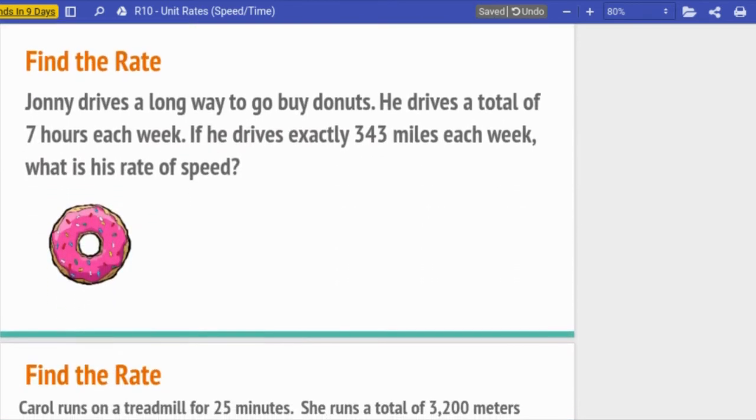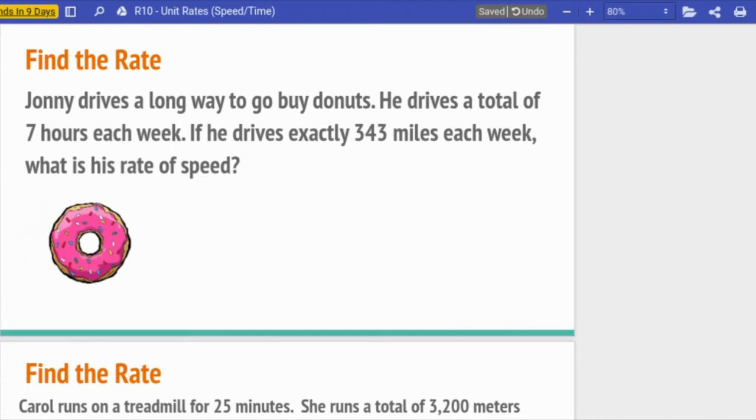Johnny drives a long way to go buy donuts. He drives a total of 7 hours each week. That must be some good donuts he's getting. If he drives exactly 343 miles each week, what is his rate of speed? All right, put the video on pause and see what you can do to solve this problem on your own.